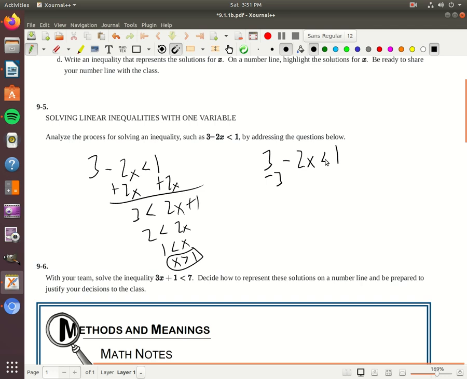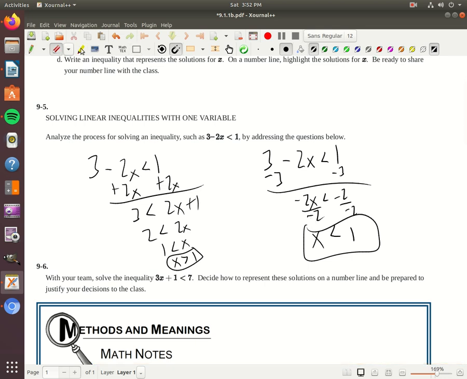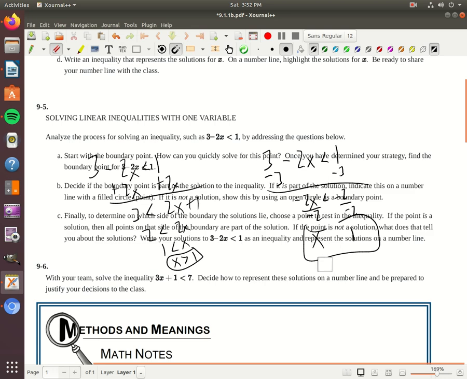Well, what if I do this? What if instead I subtract 3 from each side, and I divide by negative 2? At this point, hopefully, you're thinking, I know what's coming. But if you don't, I always get kids doing this. Well, I got 2 completely different answers, right? The thing is, anytime you multiply or divide by a negative, you actually have to change the inequality sign.